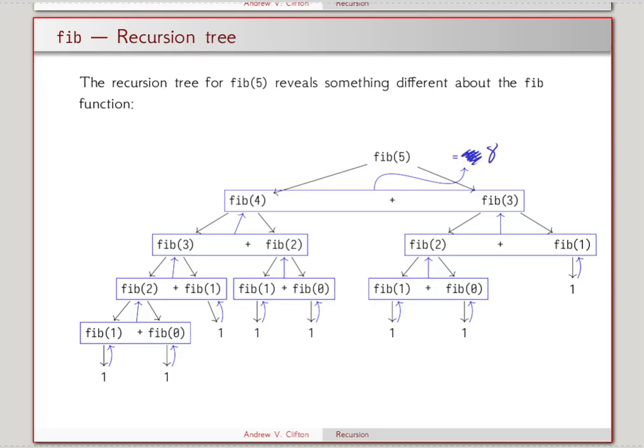Now, one other thing to note about the way that I drew this here is the computer can't actually run more than one function at a time. So I've drawn this as if fib of 4 and fib of 3 happen at the same time, and fib of 3 and fib of 2 and fib of 2 and fib of 1 all happen at the same time. That's not actually the way that it works.